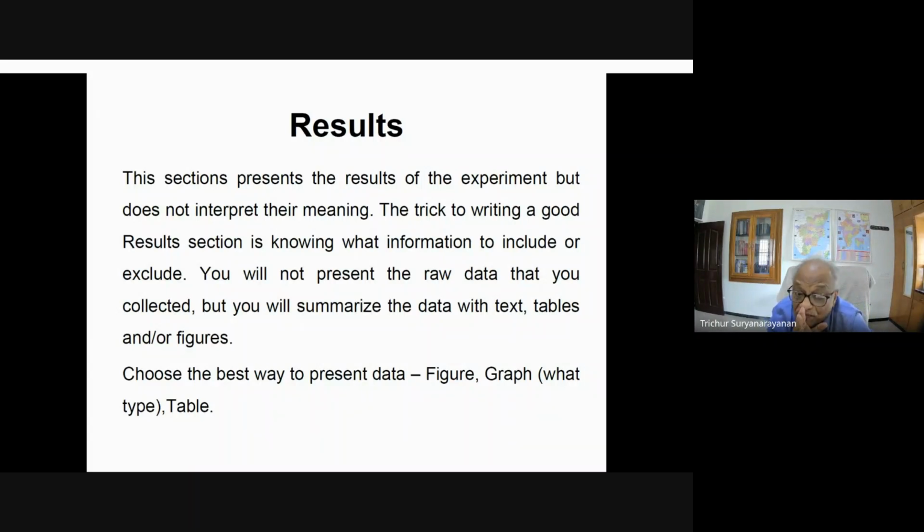So you should choose the best way to present your data, whether figure, graph, and if so, what type of graph, or table, and how to organize a table. When you write a table, you can write it in different forms so that you can simplify even very large data. You can see one of our papers.